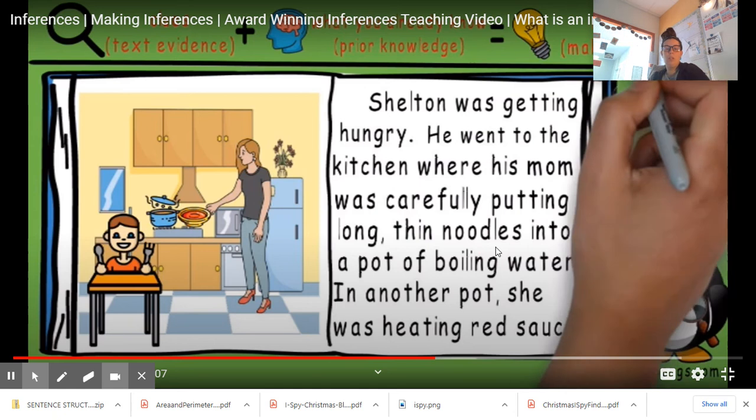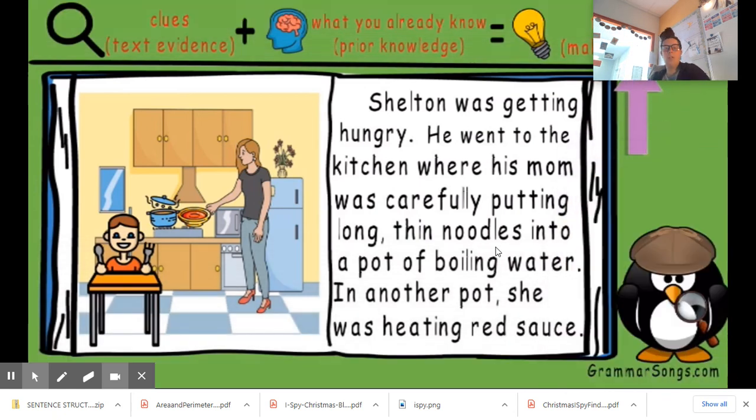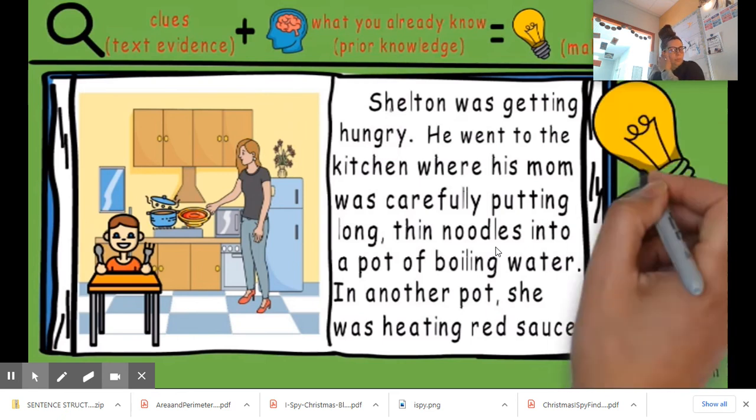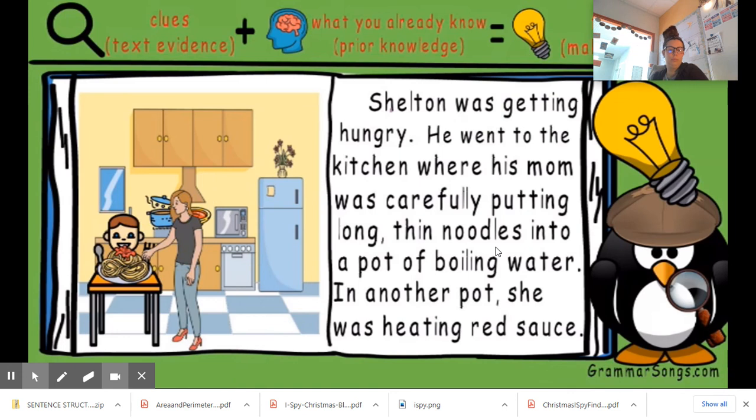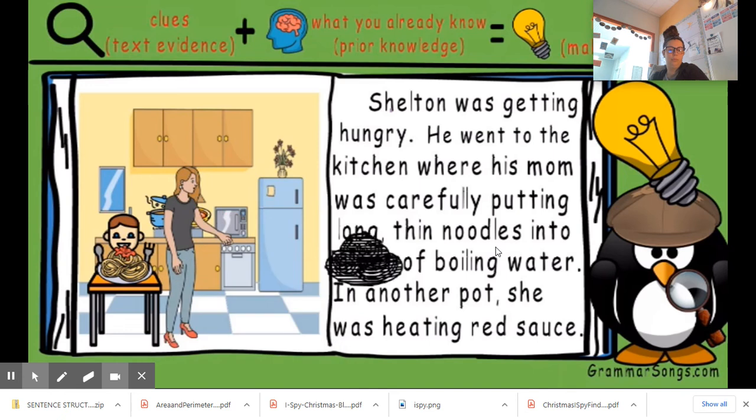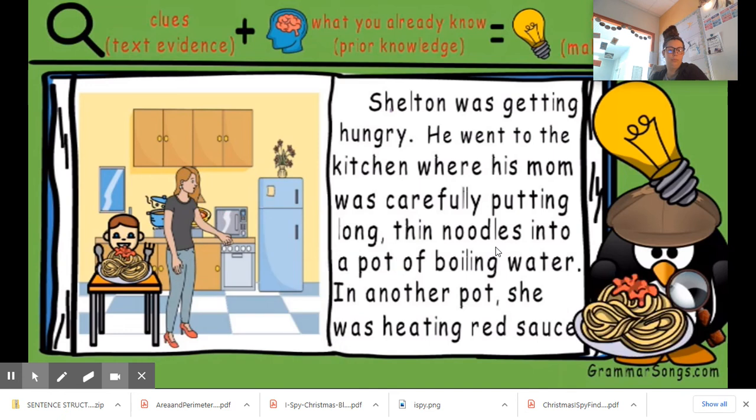Great idea. So now we just need to make an inference. We can form an idea based on the text evidence and our prior knowledge. I know. Spaghetti. Shelton's mother is making spaghetti. It all makes sense now. Very good. I was making spaghetti. Have some. Making inferences can be quite delicious.